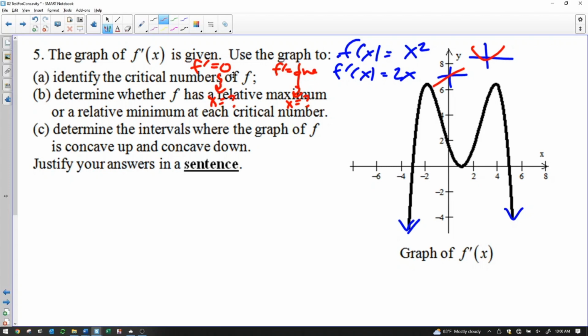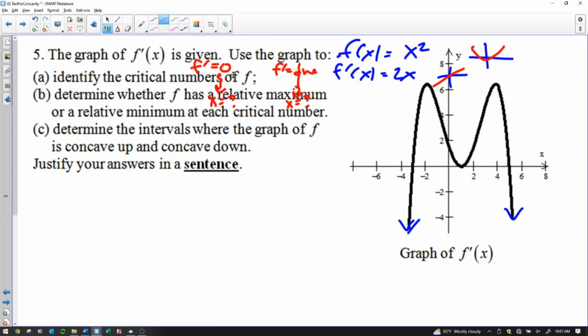And I'm not going to write the answers on the board just because I want you guys to actually do this on your own. Okay, can you tell me where, and don't worry if you're wrong, it's okay. Okay, your friends will just laugh at you, but I won't. Okay, so where is f prime equal to 0? At what x value?